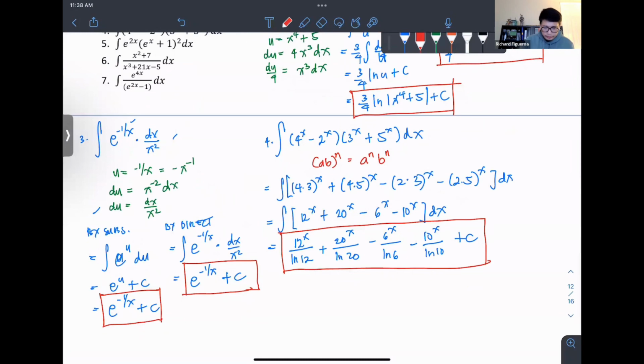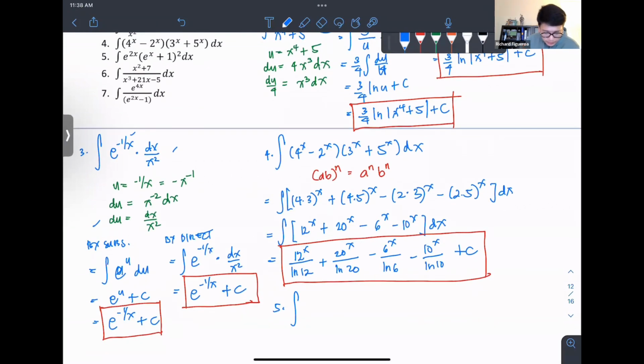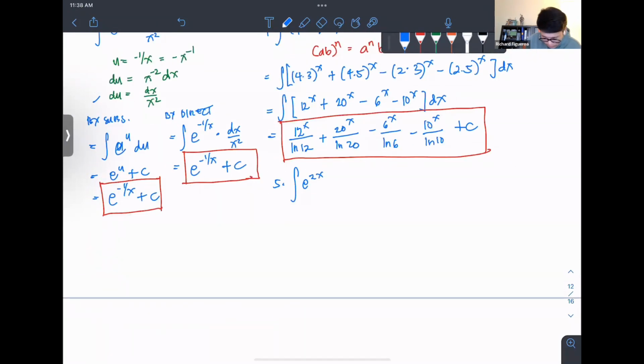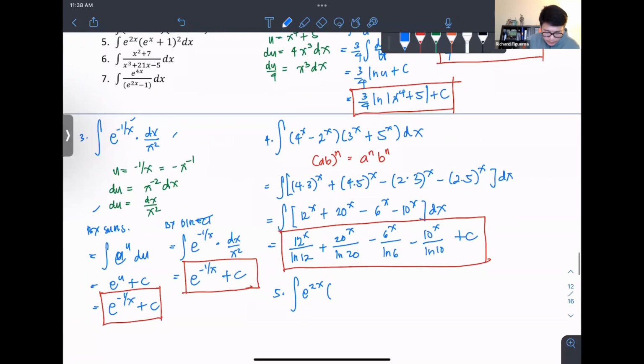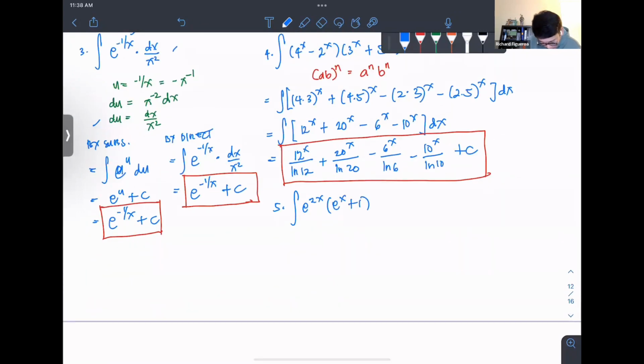Number 5. So for number 5, I'll have e^(2x) multiplied with (e^x + 1)^(2x). Again, it might look like this one will be the power rule. But if we let u be equal to e^x + 1, its derivative would be e^x dx. But this is different. This is e^(2x), it's not e^x.